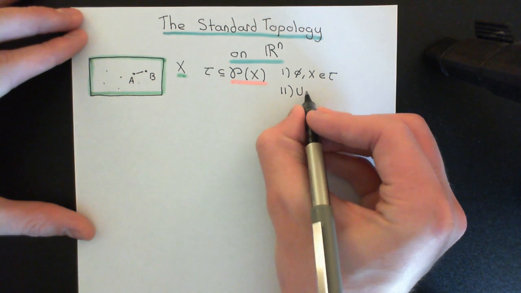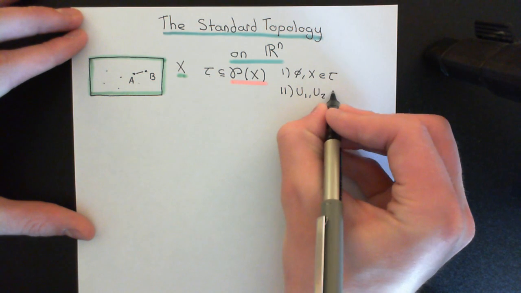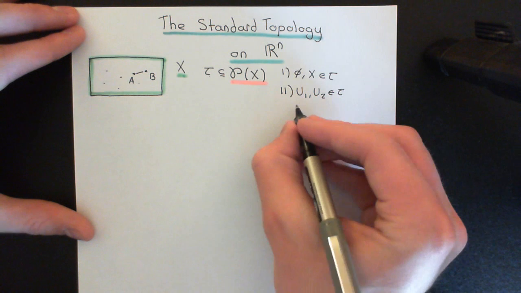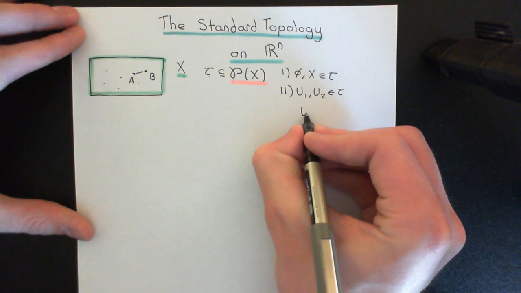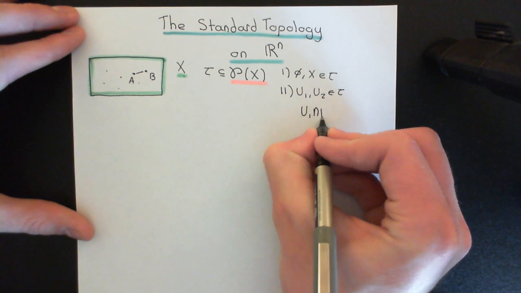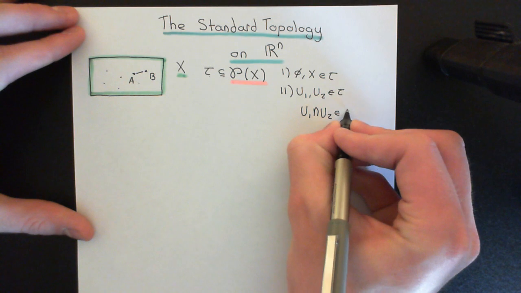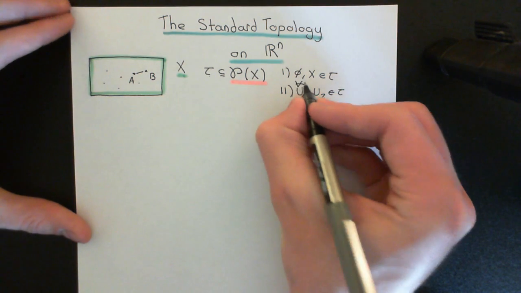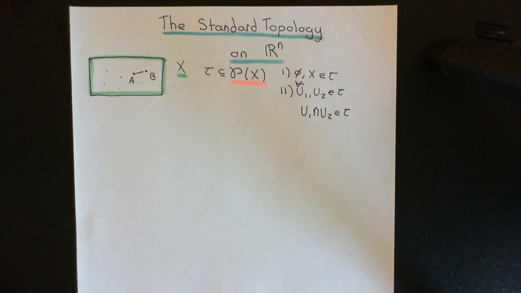Property number 2 is that if you pick two arbitrary subsets of the set capital X that are in the topology, okay, so we'll denote them U1 and U2. So these are both subsets of the set capital X that are in our topology. Then it must also be the case that U1 intersect U2, the intersection of these two subsets, is also an element of tau. Okay, and that must hold true for all U1 and U2 that you can possibly pick.